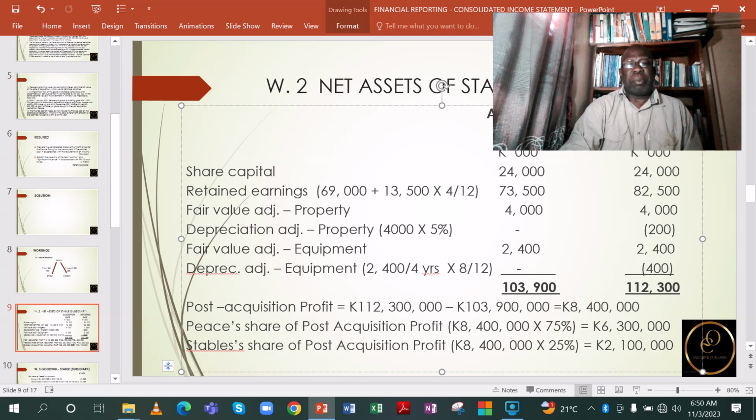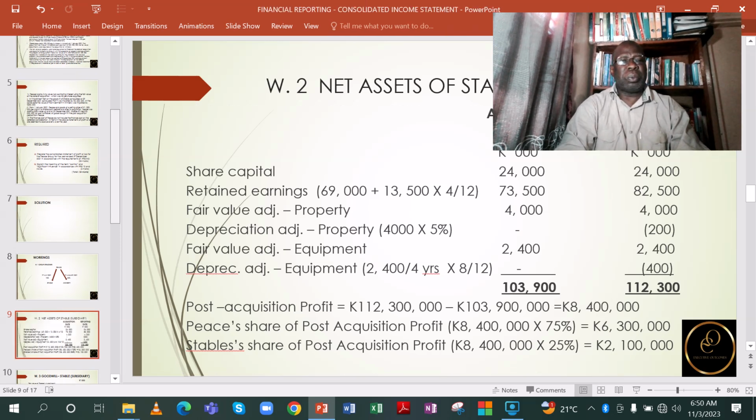So we have capital here. Okay, what else? Retained earnings. Why do we add retained earnings here? It's because when a business makes profit, the wealth of that particular entity grows. When the business makes profit, the company's wealth grows. So that's what we have here. So we need to look at the retained earnings at acquisition. So how are we going to get the retained earnings at acquisition? That's what I'm going to show you.